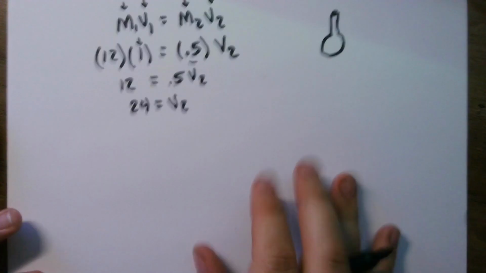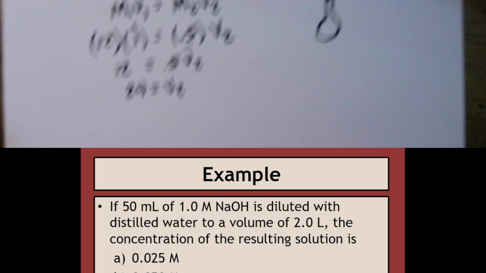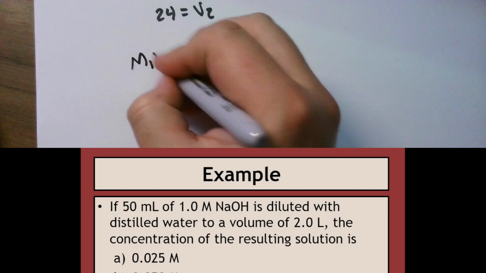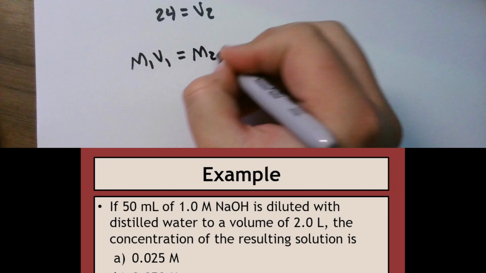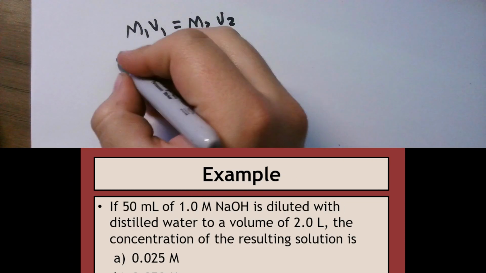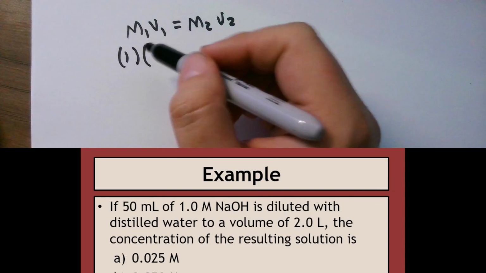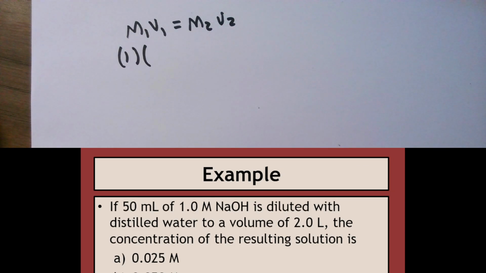All right, so my numbers here, I have M1 V1 is M2 V2. My initial molarity is 1. My volume here is 50 milliliters. And if I'm paying attention, I have milliliters here and liters here. It doesn't matter which unit I use, but I need to be consistent on both sides.